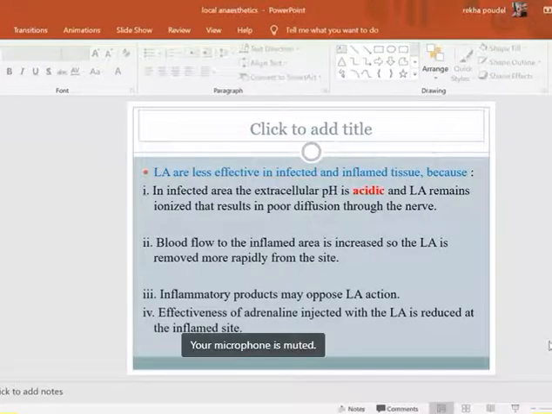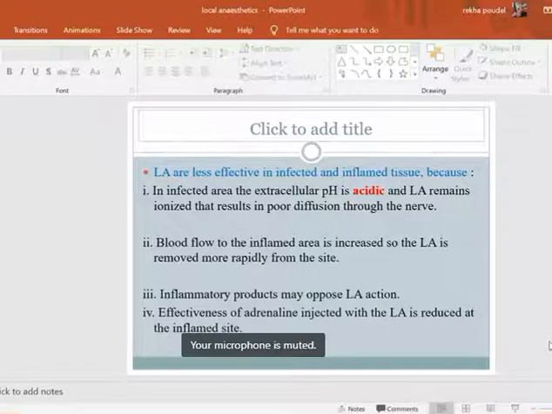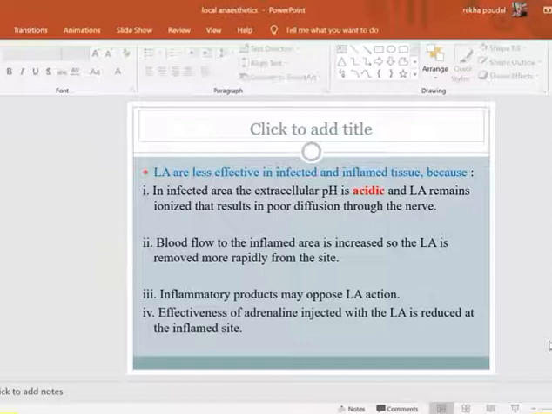So in our clinical practice we usually give local anesthetics along with adrenaline, which is a vasoconstrictor. We usually mix adrenaline with local anesthetic, and in some cases only we use local anesthetic alone. So when local anesthetic is given with adrenaline in an area where there is infection, the effectiveness of adrenaline is reduced in that area.